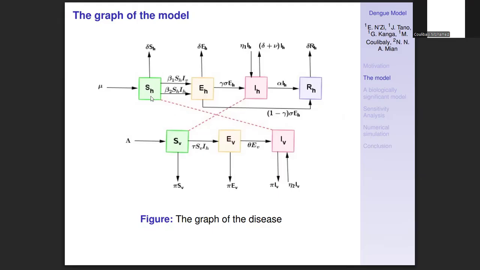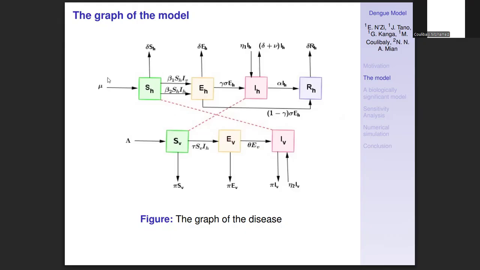SH is the compartment of susceptible humans. EH, the compartment of exposed humans. IH, the compartment of infected humans. RH, the compartment of recovered humans. In vectors, we have SV, the compartment of susceptible vectors, EV, the compartment of exposed vectors, and IV, the compartment of infected vectors.